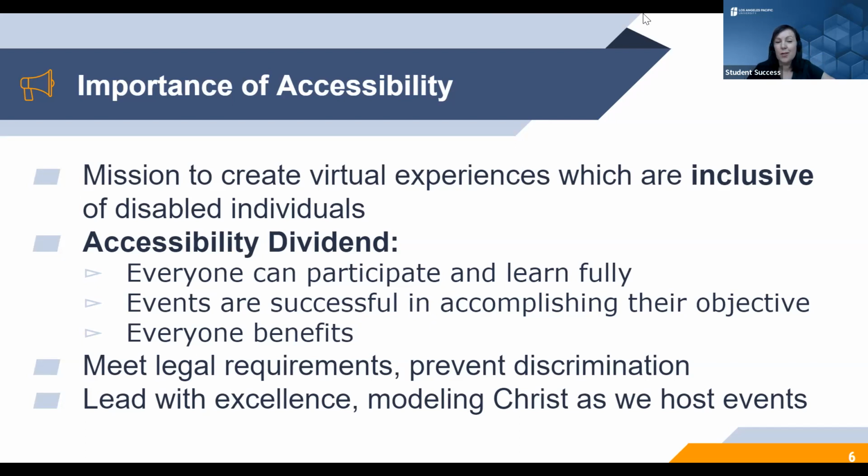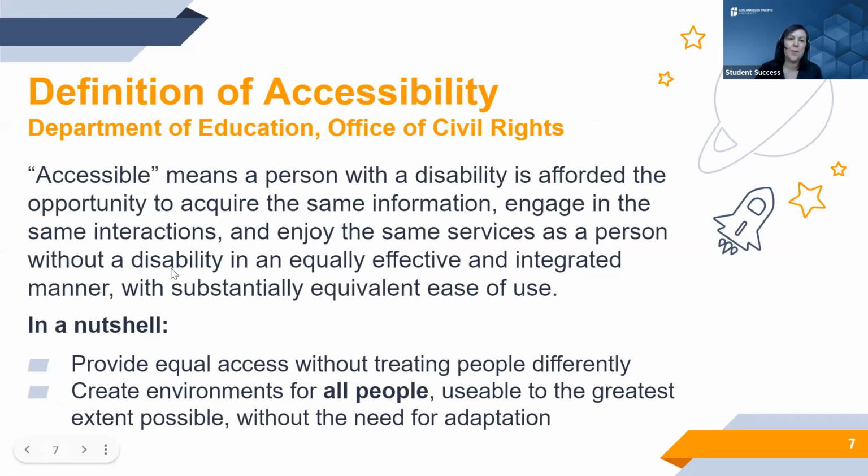And as a byproduct, when we put forward a posture of being inclusive, then we do meet our legal requirements along with that too, which is important. And the legal requirements are really in place so that we're preventing an experience of discrimination, whether intentionally or unintentionally. We are putting measures in place to prevent that. And then maybe even most importantly here, last bullet point, as we create a culture of accessibility with our events, then it allows us to really lead with excellence and fulfill the DNA and the heartbeat of who we are at LAPU, which is modeling Christ as we include all people and create a hospitable space as we host events. So the payoff for doing these things is absolutely instrumental.